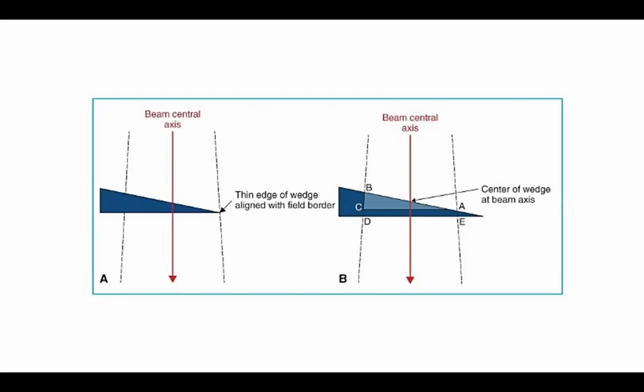Physical wedges and dynamic wedges, sir. Physical wedges have different fixed angles, sir: 15 degrees, 30 degrees, 45 degrees, and 60 degrees. And the dynamic wedges, we will use the jaws to get the wedge effect, sir. Very good. How? We'll use the jaw motion, sir. Movement of the jaw will be used to simulate the wedge, sir, the placement of the jaw.